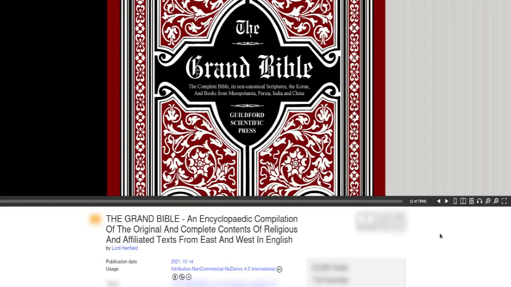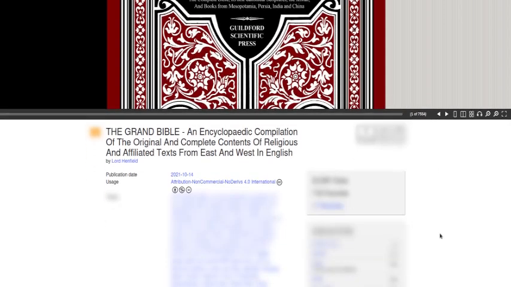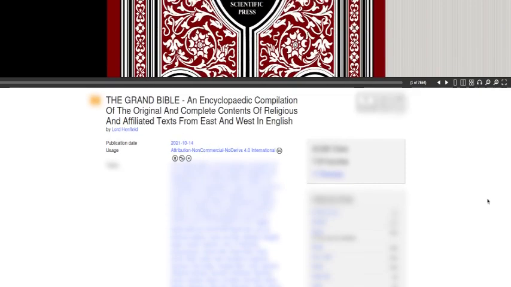The Grand Bible, the complete Bible, its non-canonical scriptures, the Quran, and books from Mesopotamia, Persia, India, and China. An encyclopedic compilation of the original and complete contents of religious and affiliated texts of East and West in English by Lord Henfield. We found this in the public domain, public access, and here are the licenses to verify that. Creative Commons license and so forth.